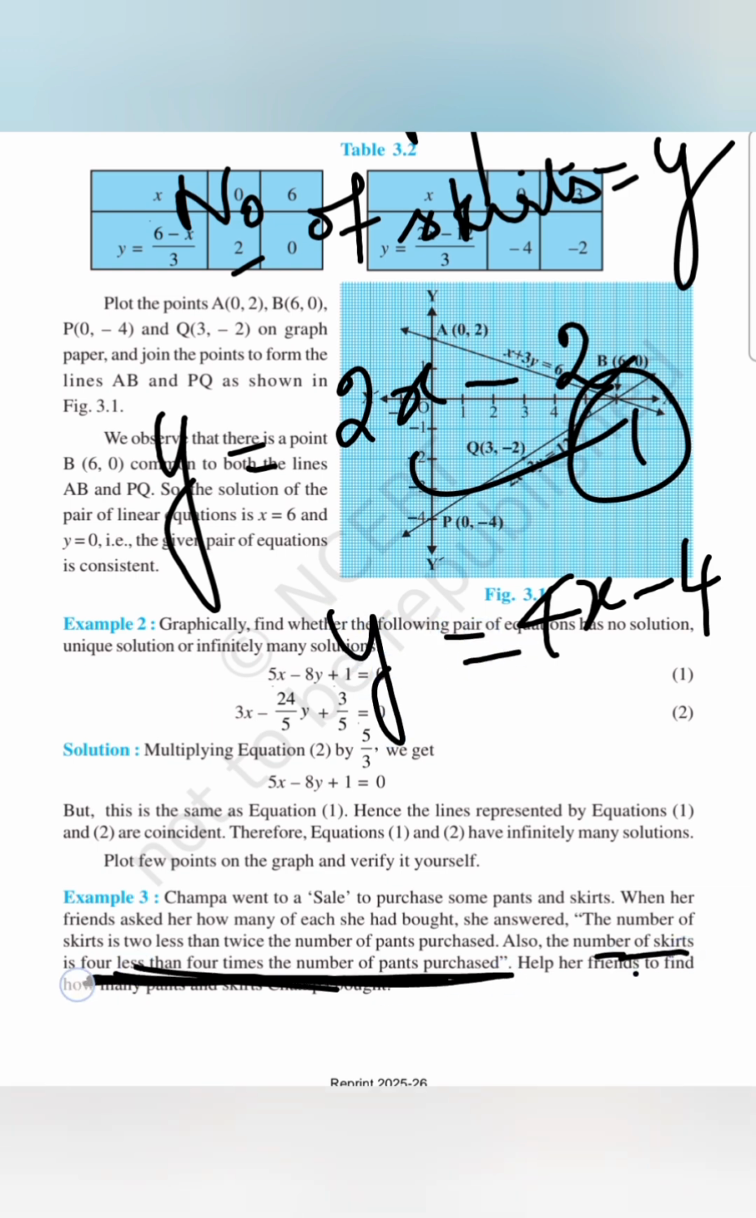Now see it again. The number of skirts is 4 less than 4 times the number of pants purchased. 4 times the number of pants is 4x. 4 less than that, so 4x minus 4. That gives you the number of skirts. So this is how you form two equations using the conditions given in the question.